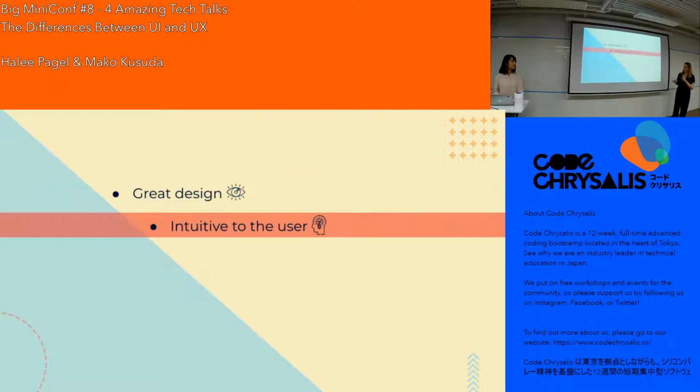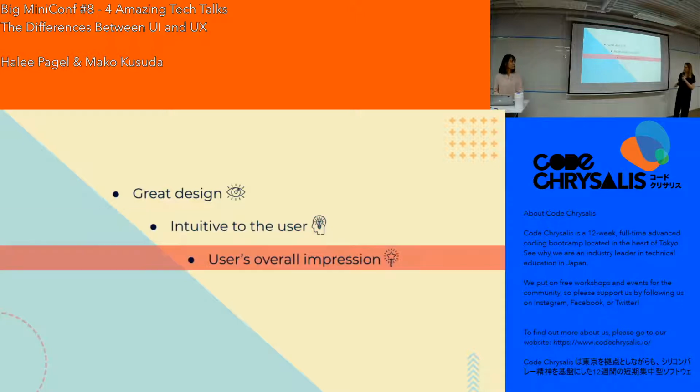The next element of user experience is that the product is intuitive to the user. We want to make sure this product is easy to use and it's really obvious how you are supposed to use the product. The next element is that user experience takes into account the user's overall impression. You have a goal with user experience that you want your user to take away something, and we want them to have a great overall impression, and we want that to be a really strong feeling.